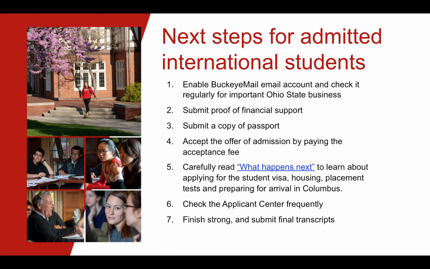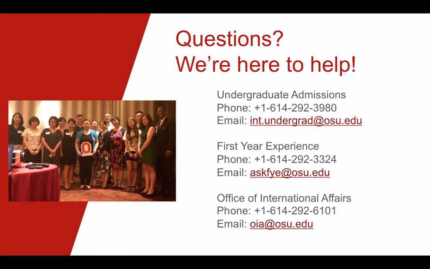A PDF of What Happens Next for international students can be found at undergrad.osu.edu/intl_whathappensnext.pdf. If you or a prospective student has questions, please call undergraduate admissions at 1-614-292-3980 or email the International Admissions Team at int.undergrad@osu.edu. Other useful contacts are the Office of First Year Experience and the Office of International Affairs.